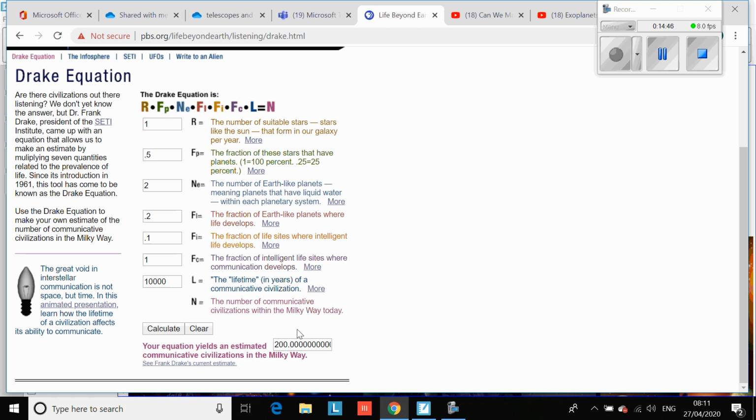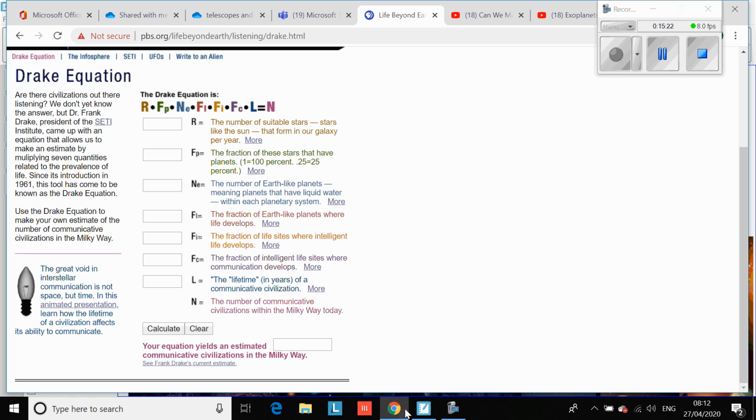Okay, now here is your task. What I'd like you to do is clear this and start putting in some of your own numbers, and you can research what these numbers might be. For example, how many stars out there in our galaxy? Well, you can Google that and find out. How many stars have planets? Again, you can do a quick bit of research and put some of these numbers in, and you can play around with these numbers. But here's the thing, you're never going to get a definitive answer because we don't know what these numbers mean, but we can have a good go at guessing what they are.